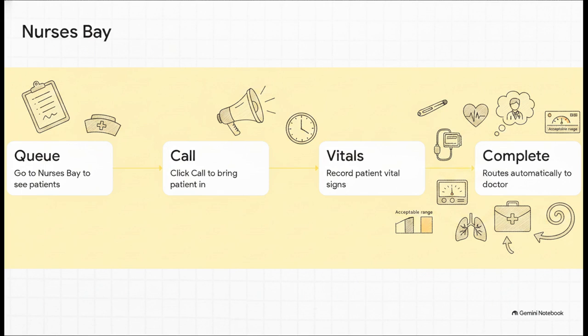And here's a really great built-in safeguard I love. The system actually shows you the acceptable ranges for each field right on the screen, so you know exactly what parameters are expected before you even start typing. Once you've logged those vitals, just click Complete. As soon as you do, that patient instantly and automatically vanishes from your screen and is routed directly into the doctor's queue. No extra clicks, no hunting people down, it just works.